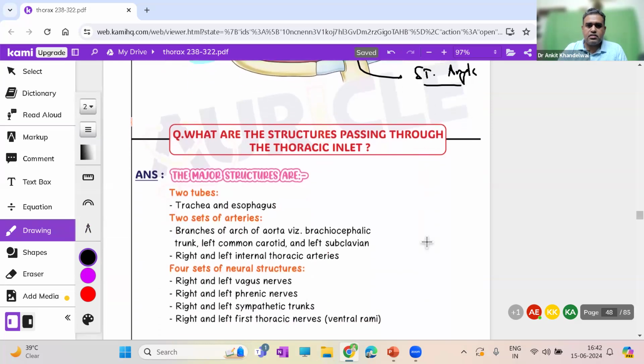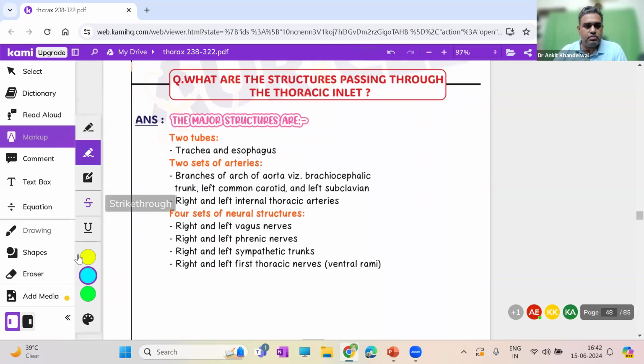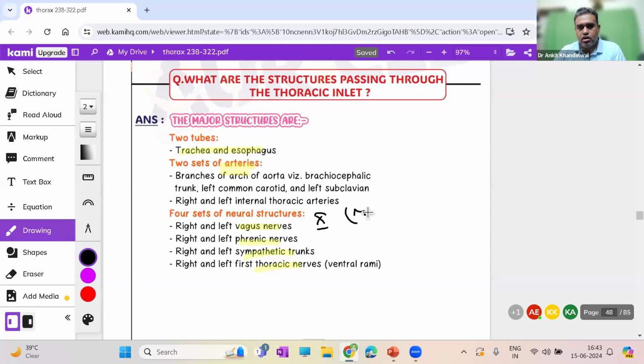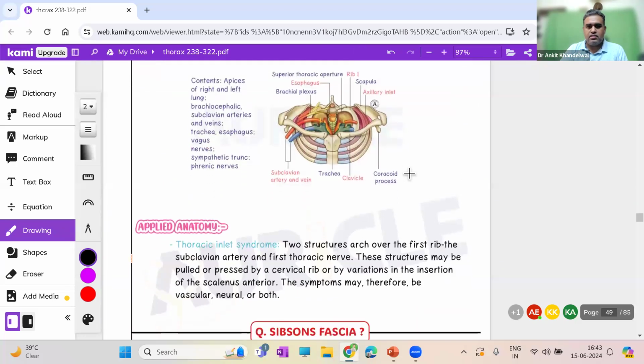What are the structures passing through the thoracic inlet? You have seen already, but just for writing, you'll see a lot of other things. To complete the answer, you'll write about the trachea, esophagus, and there are a lot of arteries. You'll write about the arteries and their different branches. Then nerves: we have the vagus, phrenic, sympathetic, and first thoracic nerves. See, vagus and phrenic, why? Because vagus starts from the medulla oblongata of the brain, but it will go and supply the gut as well. Phrenic, why? Because phrenic comes from C3, C4, C5 in the neck, but then it goes to supply the diaphragm as well. So both vagus and phrenic pass through the entire thoracic cavity. Okay, so you have tubes, arteries, and neural structures, and you can make a simple diagram.